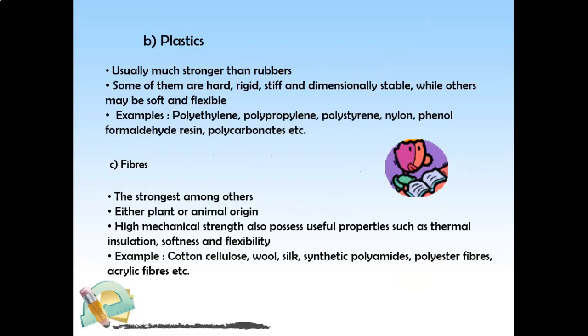Next, plastic. It is usually much stronger than rubber. Some are hard, rigid, stiff and dimensionally stable, while others may be soft and flexible, for example PE, PP, and so on. Next is fiber, the strongest among them, of either plant or animal origin. It has high mechanical strength and also possesses useful properties such as thermal insulation, softness, and flexibility. Examples of fiber are cotton, cellulose, wool, silk, synthetic polyamide, polyester fiber, acrylic fiber, and so on.